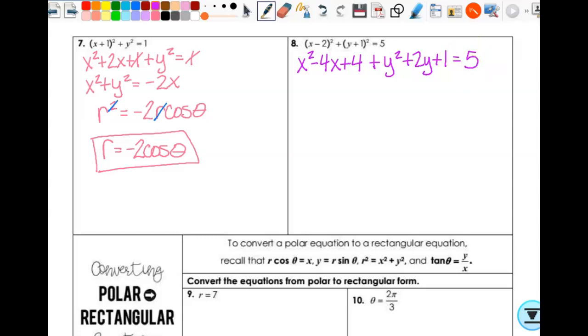Okay, so I see an x squared and a y squared again, so I'm going to leave those on the left, move everything over to the right. So I'm going to have x squared plus y squared equals, well, 5 minus 1 minus 4 zeros out. So then that'll just give me 4x minus 2y.